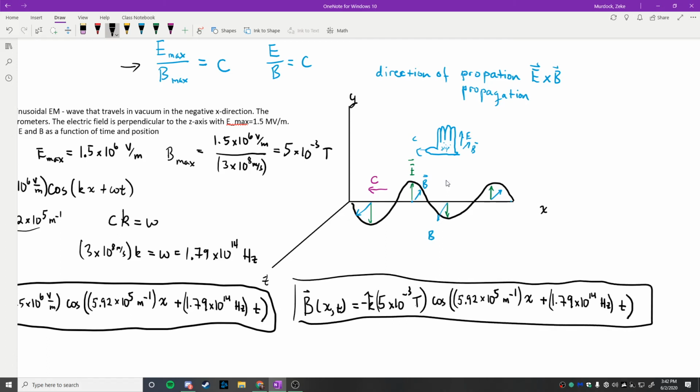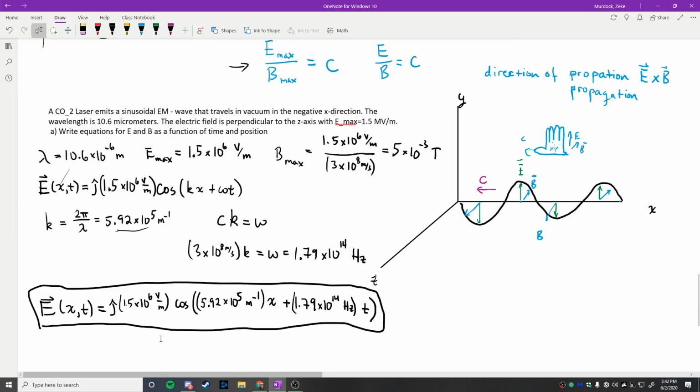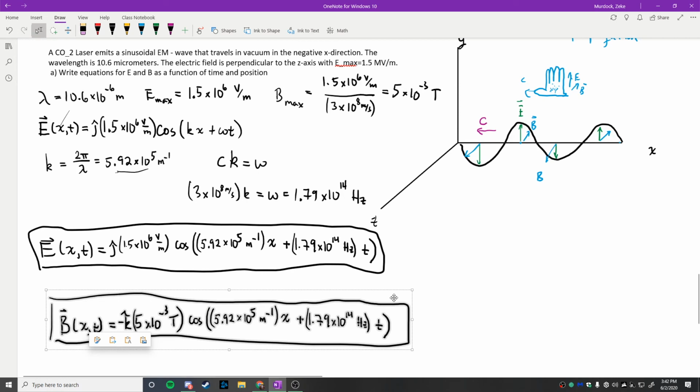And there are our two equations that represent the electric and magnetic fields of this wave. Right there.